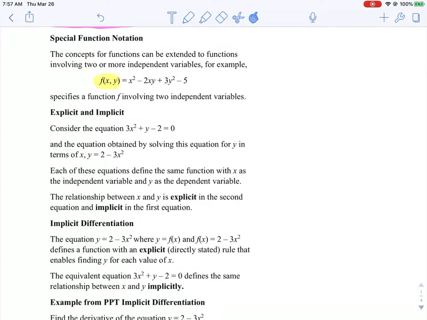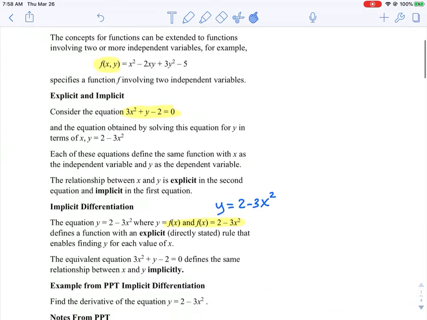It's called implicit when we can't just write our function in regards to one variable, such as f of x equals 2 minus 3x squared. We know that that can mean y equals 2 minus 3x squared. And a lot of functions aren't that easy to write that way. Explicitly, it's stated y equals 2 minus 3x squared. But implicitly, we put it all on one side.